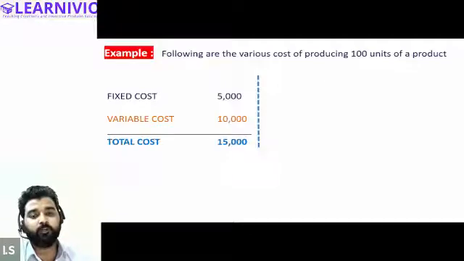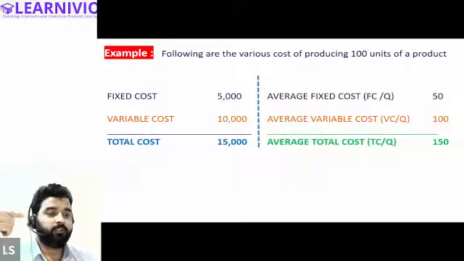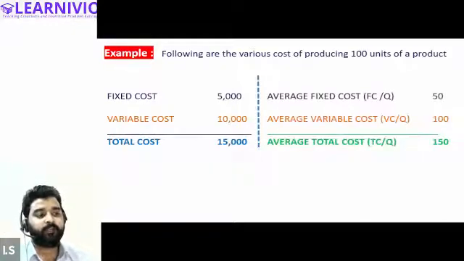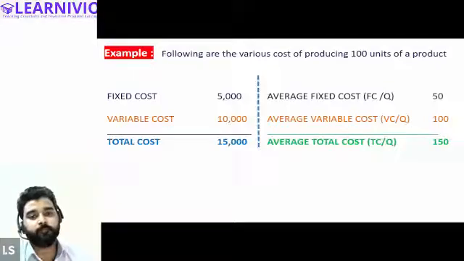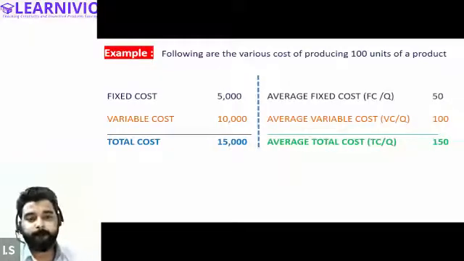But we wanted to know the fixed cost of 1 unit, variable cost of 1 unit, total cost of 1 unit. In order to do that, we can simply calculate the average fixed cost, average variable cost, and average total cost like this. Fixed cost divided by quantity, we will get 50. Variable cost divided by quantity, we will get 100. And total cost divided by quantity, we will get 150. Done. This is it. Tell me everyone, is this clear, all of you? Yes, sir. Everyone else, please tell me, is this clear? Yes, sir.